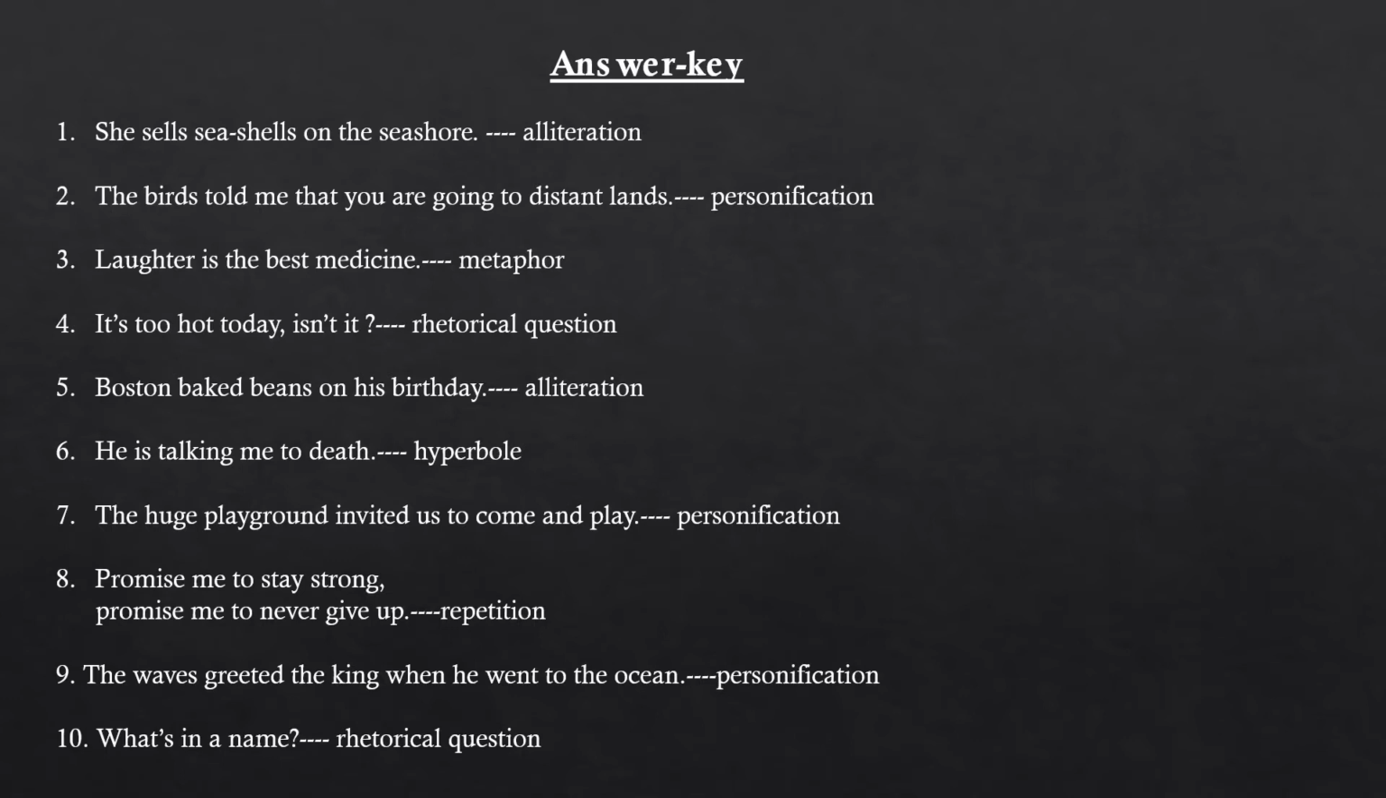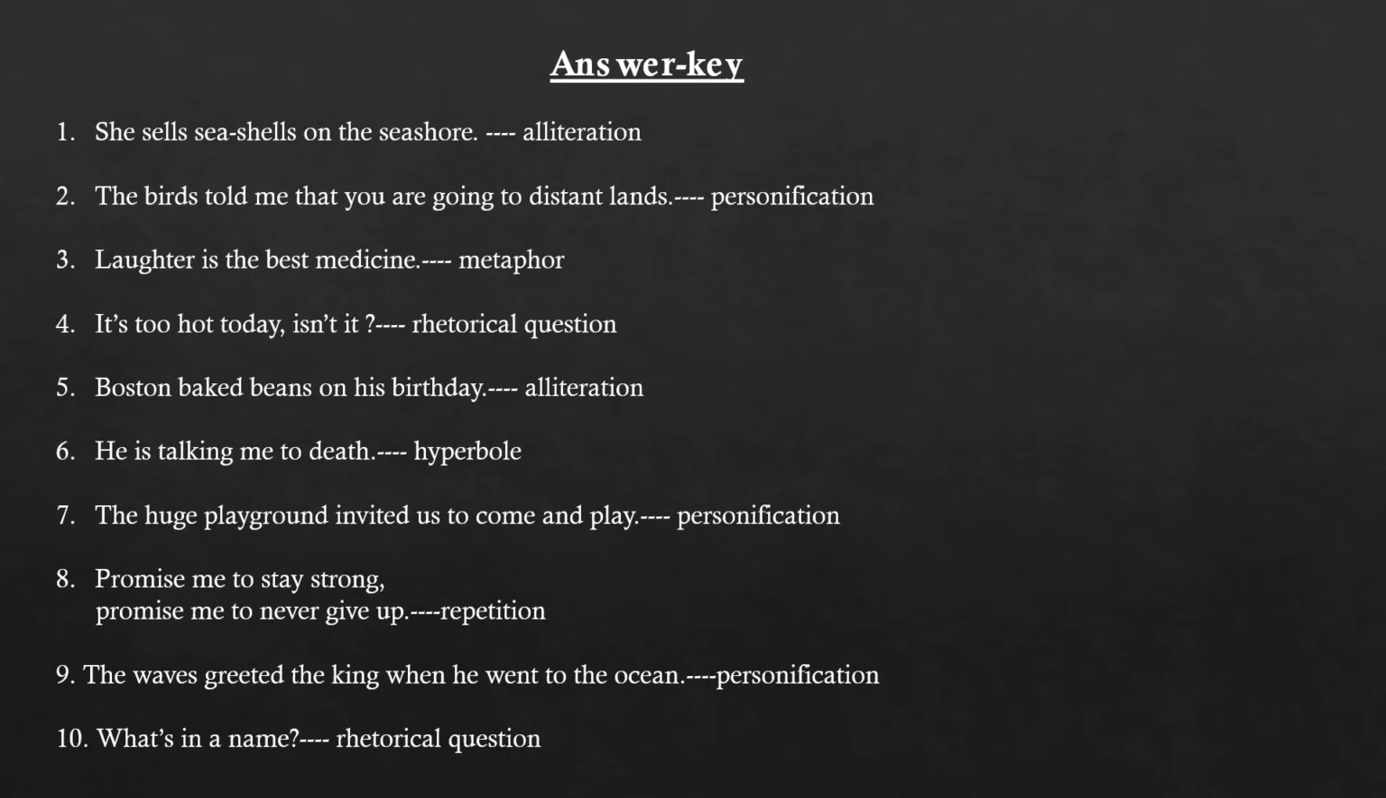Second sentence reads, the birds told me that you are going to distant lands. This is an example of personification because the birds, which are animals, non-human objects, have been given a human quality. I mean, the birds can speak, are speaking in this particular sentence. So, this is an example of personification.